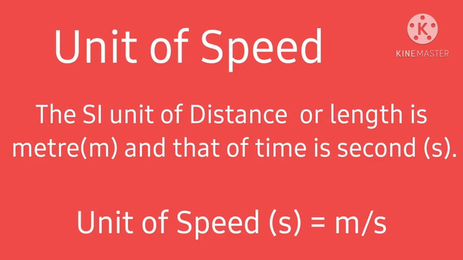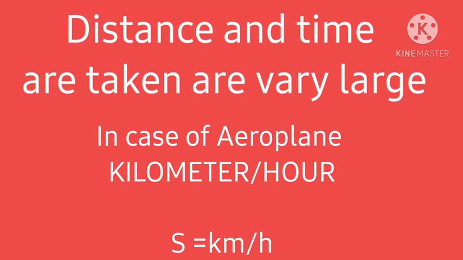The next topic is the unit of speed. The SI unit of distance or length is meter and that of time is second. So the unit of speed is meter per second. But if the distance covered and time taken are very large, like in the case of an aeroplane, we generally use kilometer per hour. Our next topic is measurement of time.